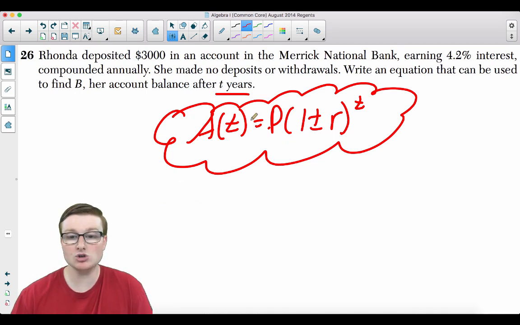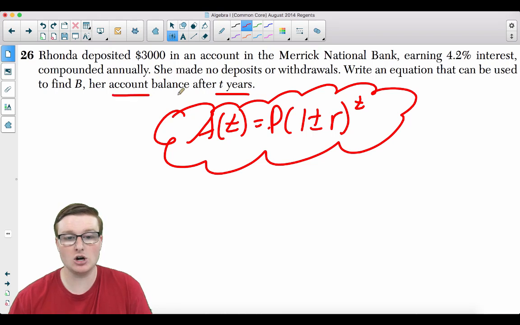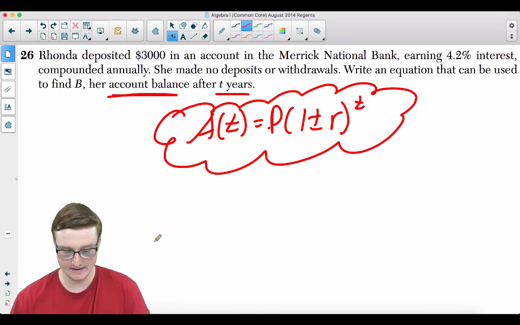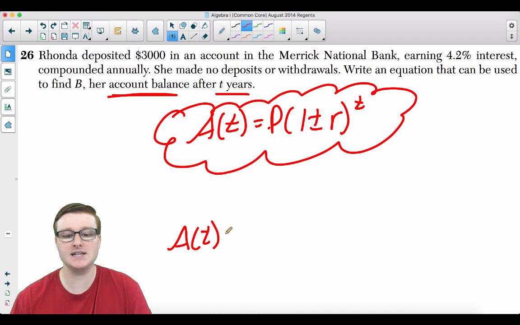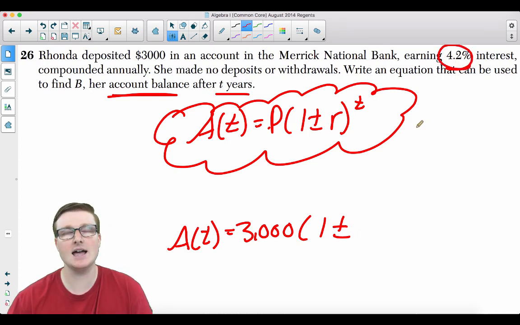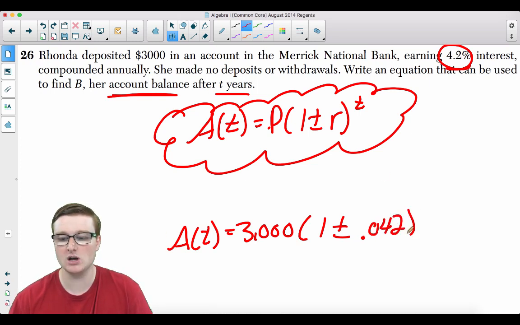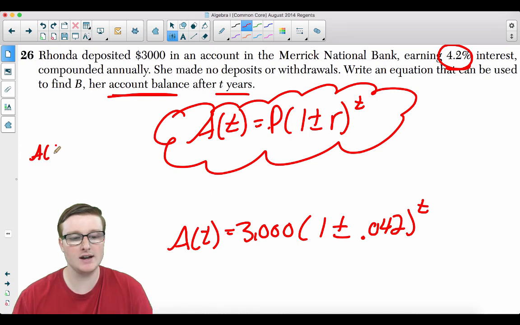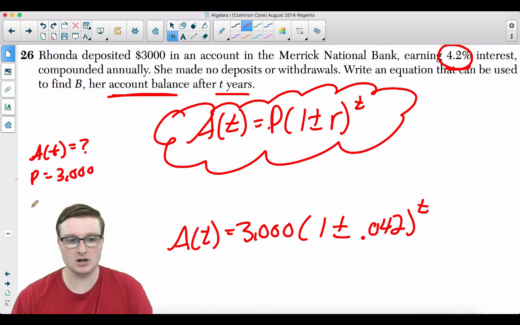So we're trying to find her account balance. So we have A of t. So A of t is equal to the principal, which is $3,000, times 1 plus or minus, now the rate. Well, the rate is 4.2%. A percent expressed as a decimal is 0.042 raised to the t power. So we're trying to find A of t. We don't know that. Your P is your 3,000, which is what we just did. And your r is 0.042.